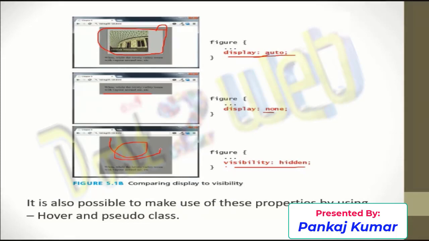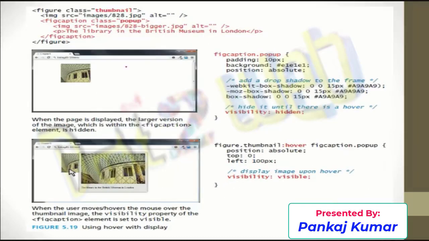It is also possible to change these properties by using the hover pseudo class. How can you do that? You can see the further code. I have used a figure caption with the thumbnail class. Some image, and I have used the figure caption and defined some class for pop-up. Another image, some paragraph, figure caption like this.